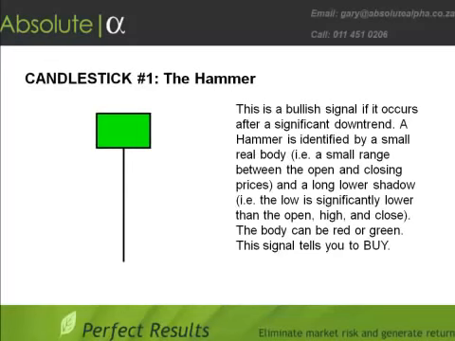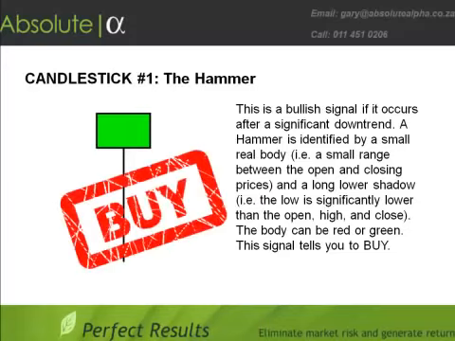Okay, the first candlestick that you need to know is the hammer. This is a bullish signal if it occurs after a significant downtrend. A hammer is identified by a small real body, i.e. the small range between the open and closing price, and a long lower shadow. The low is significantly lower than the open, high, and close. The body can be red or green, that doesn't matter, and this signals that you should buy.